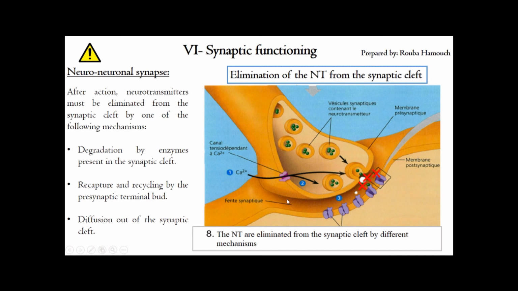So, after their action, neurotransmitters should not remain in the synaptic cleft. They should be eliminated either by degradation with specific enzymes, or by recapture by the presynaptic terminal bud, or by simple diffusion out of the synaptic cleft. You have to study and memorize the steps of the synapse.